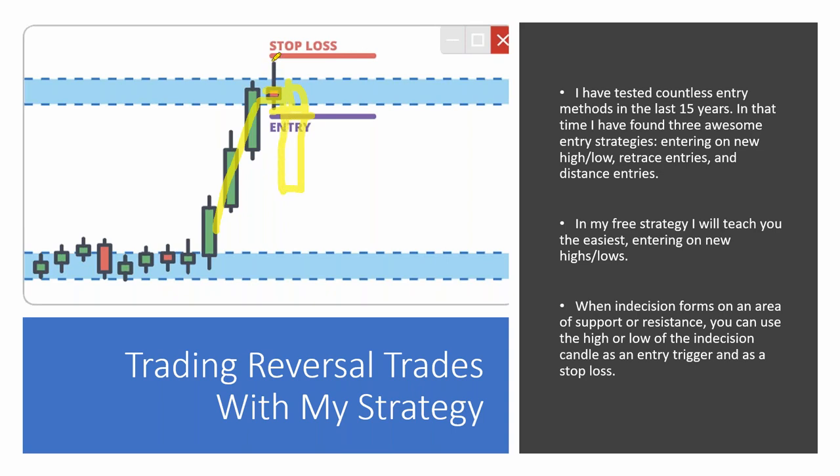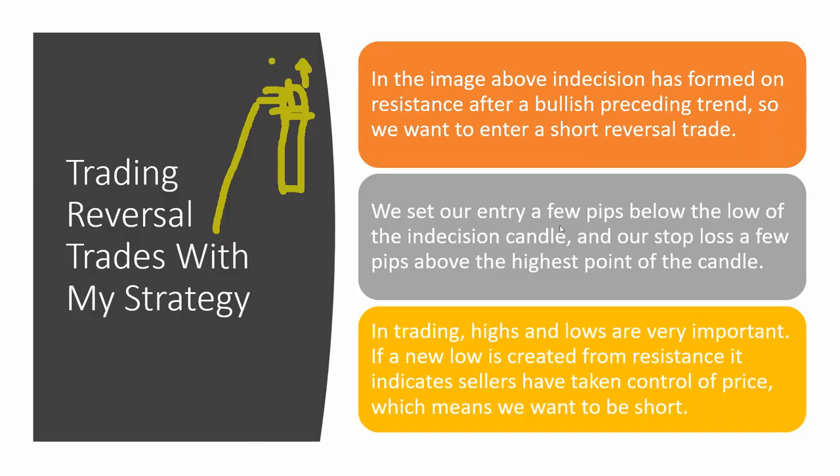I put my stop loss right at the top of the swing high from that indecision candle. So if it moves against me, I get out with a relatively small loss. So we set our entry a few pips below the low of the indecision candle and our stop loss a few pips above the highest point of the candle.